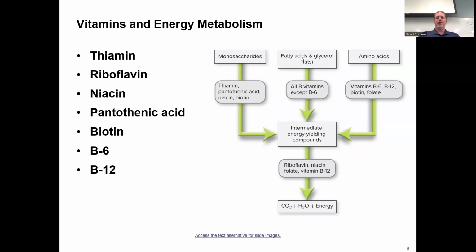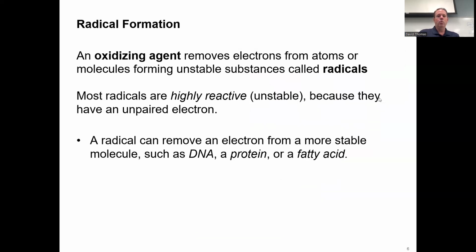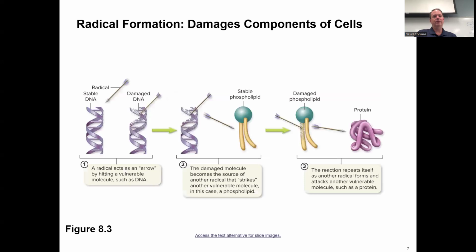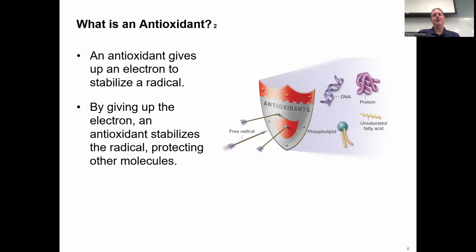If you're digesting fats, you have to have some B vitamins to help in those chemical reactions. If you're taking amino acids, which are the building blocks of proteins, you can also convert those into energy, and that again requires some vitamins as well. One of the things that you do hear about occasionally, maybe you've heard of this, is what's called a radical, or a free radical. You may have heard of the term on the next couple of slides, called an antioxidant.